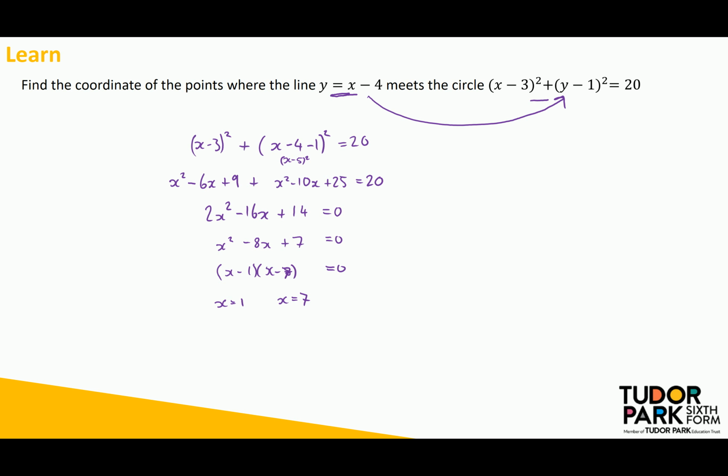Now I need to find the coordinate points, the coordinate pairs, so I need to find the associated y values. Well, to find y I just needed to do x subtract 4, so the associated y value here, x subtract 4 would be negative 3, and here x subtract 4 would be 3. So my coordinate pairs are going to be (1, negative 3) and (7, positive 3).